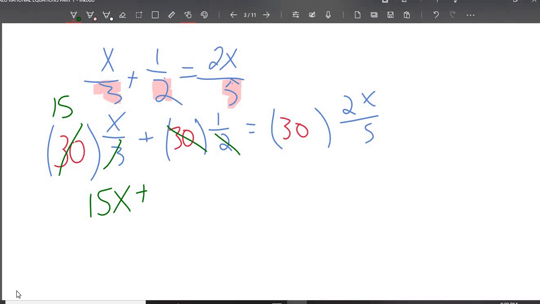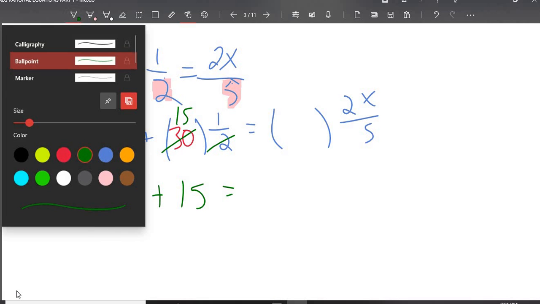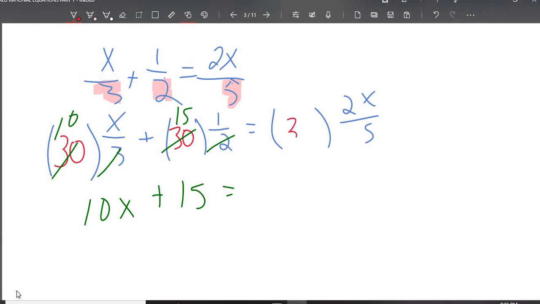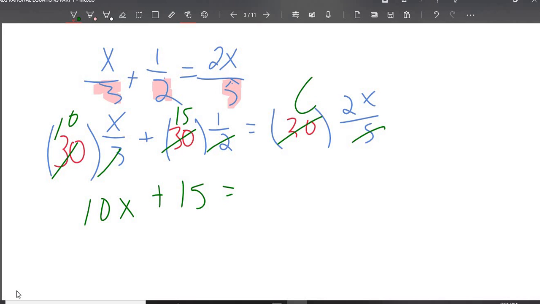Here, 2 goes into 30. Oh, hold on, y'all. Back up. I made a mistake. 3 goes into 30 10 times. 10 times x is 10x, not 15. 2 goes into 30 15 times. 15 times 1 is 15. 5 goes into 30 6 times. 6 times 2 is 12x.